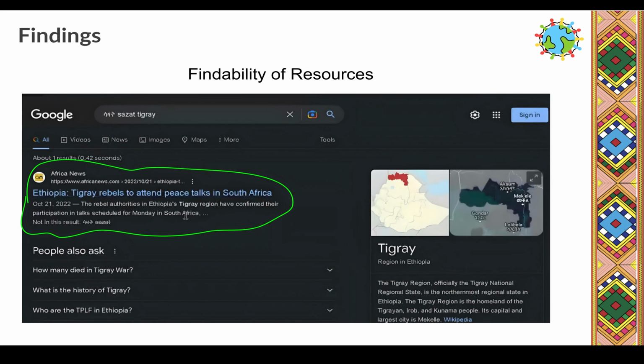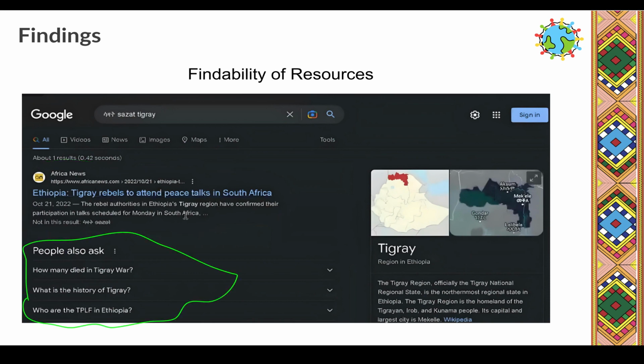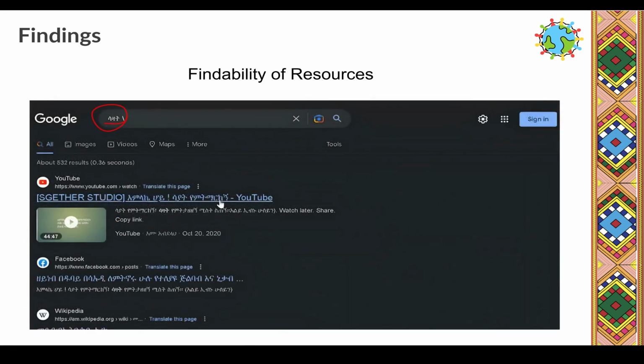Google's top result was a news article about the war in the Tigray region, and the People Also Asked section included questions related to the war. What is not in the result is the name of the town the participant is searching for. Next, the participant removed the English description and only searched for the name of the town in Amharic.